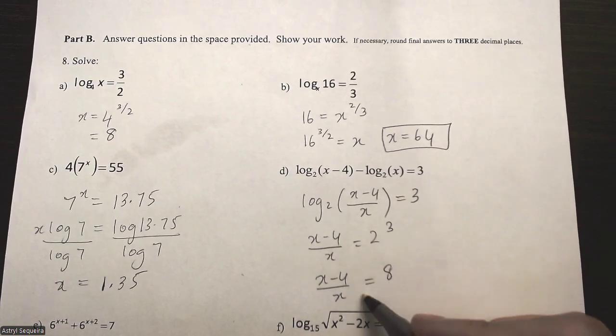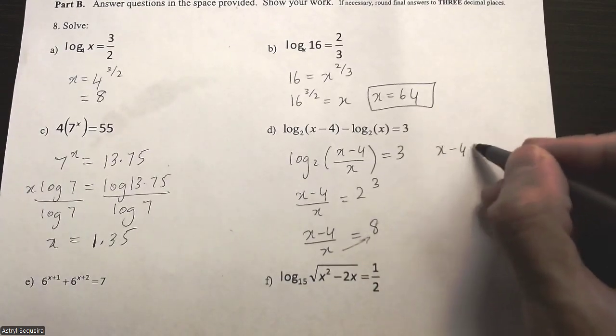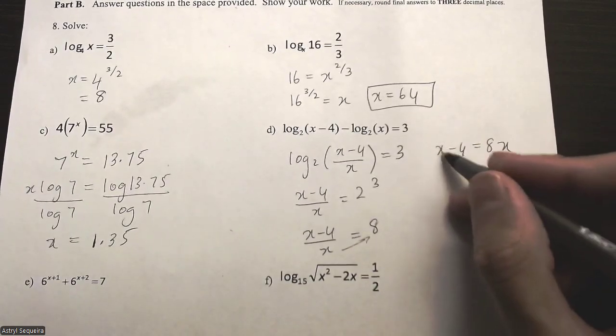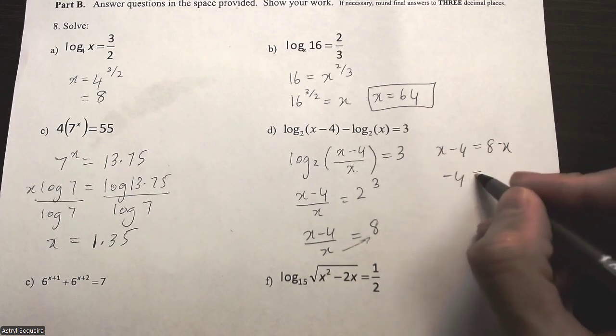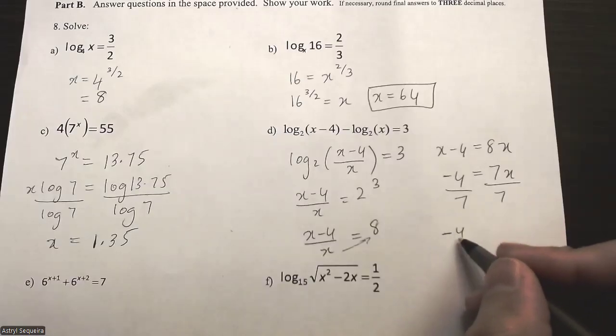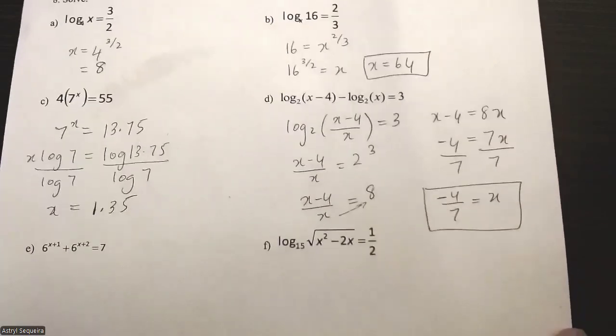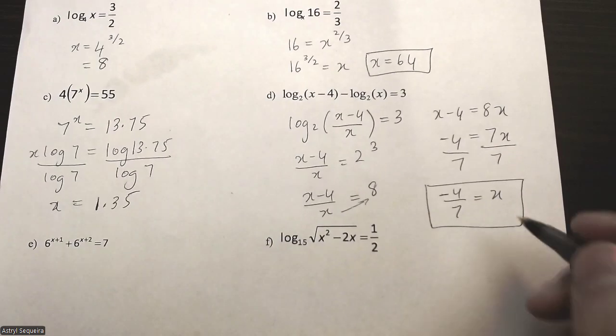Continue over here. I'll cross multiply the x to the other side. So x minus 4 equals 8x. I'll subtract the x. So negative 4 equals 7x. Then divide by 7. So negative 4 over 7 equals x is my final solution for that one.